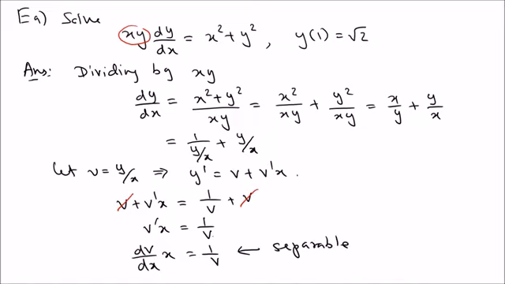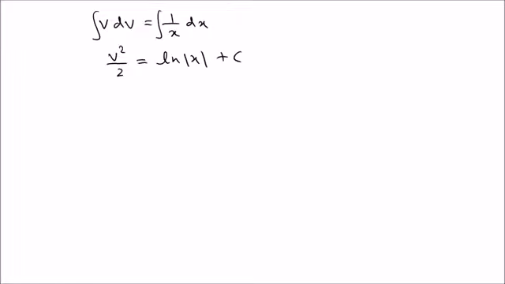So what we can do, we can separate the two variables. If we separate the two variables, we can write v dv on this side, and on the other side 1 over x dx. Now we can integrate the two sides. Integrating v with respect to v, we get v squared over 2. The other one, 1 over x, means ln x plus c. Just add c to one side.